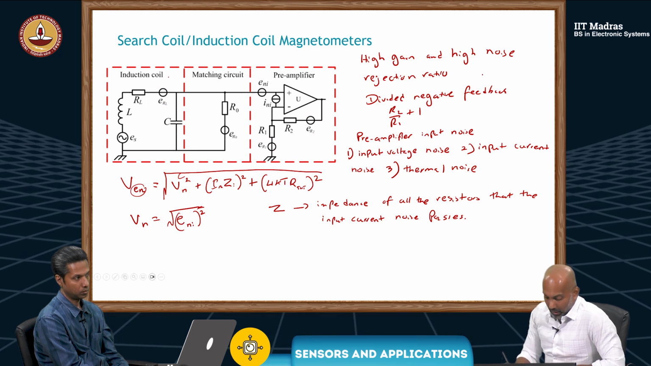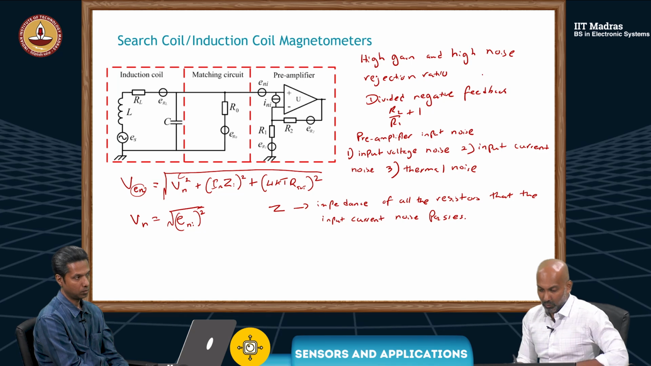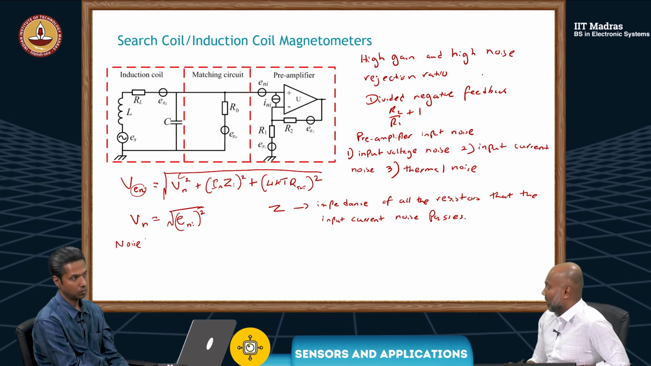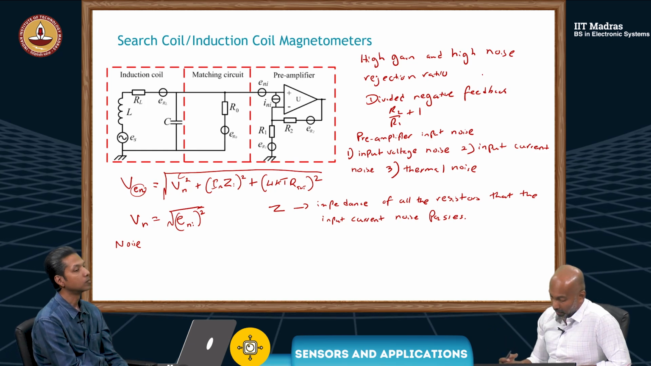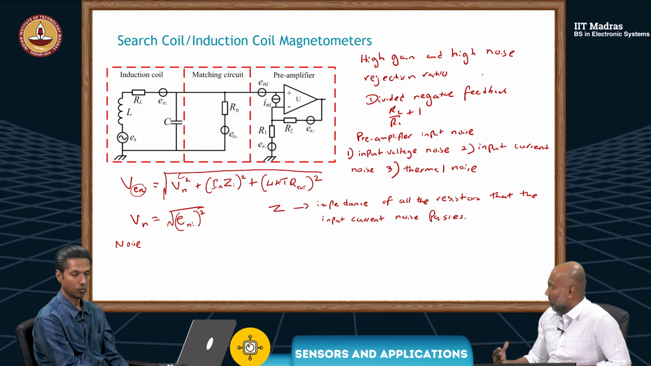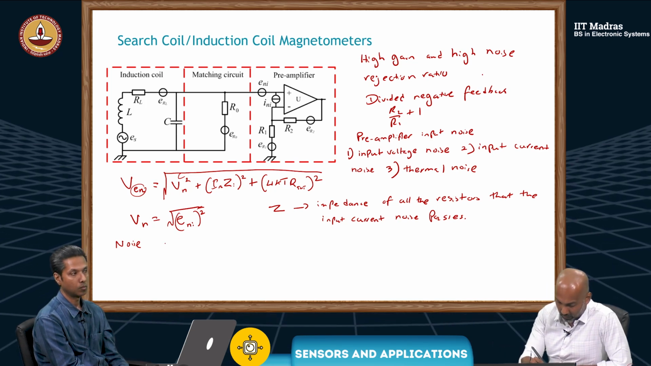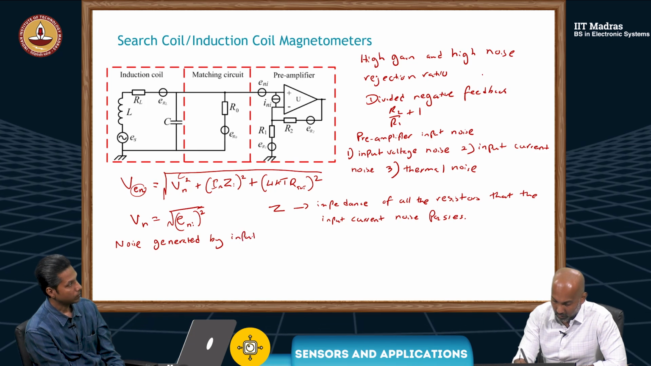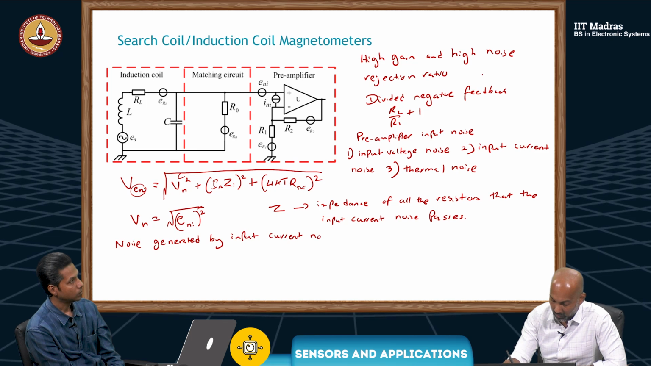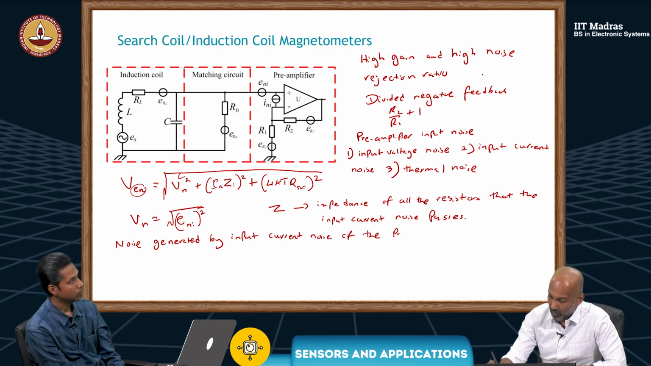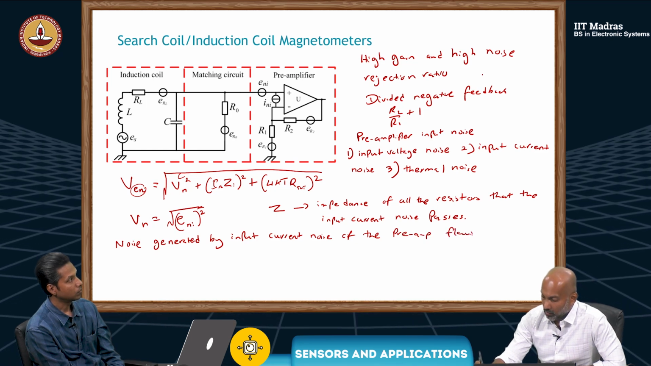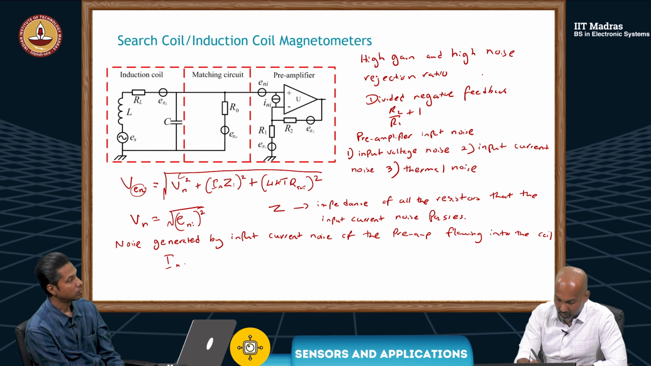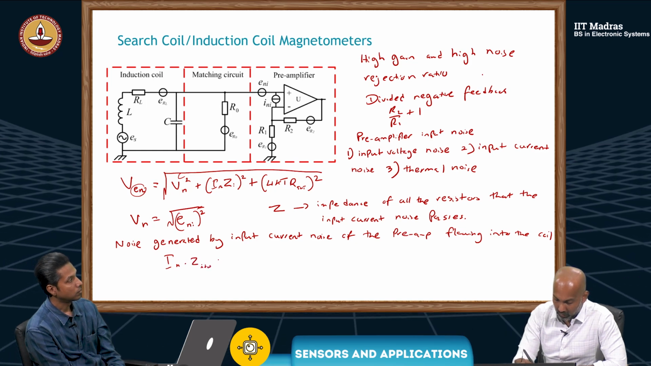Now, if you look at the noise that is generated by the input currents of the pre-amplifier flowing into the coil, noise generated by the input current noise of the preamp flowing into the coil. Then you have I N total is equal to.